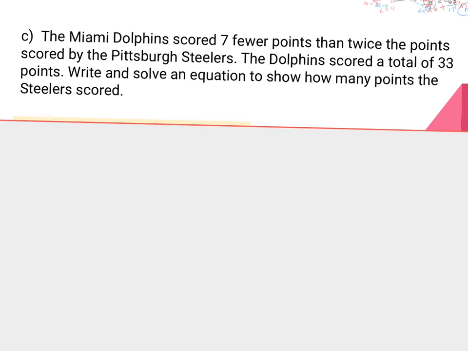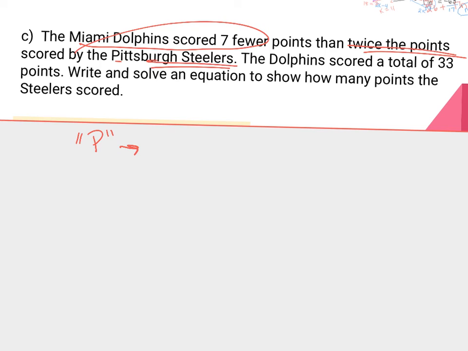The Miami Dolphins scored 7 fewer points than twice the points scored by the Steelers. The Dolphins scored a total of 33 points. What is the equation? First of all, we know the Miami Dolphins scored 7 fewer than twice the Steelers. Let's say P is for Pittsburgh Steelers, okay? They scored 7 fewer than twice the Steelers.